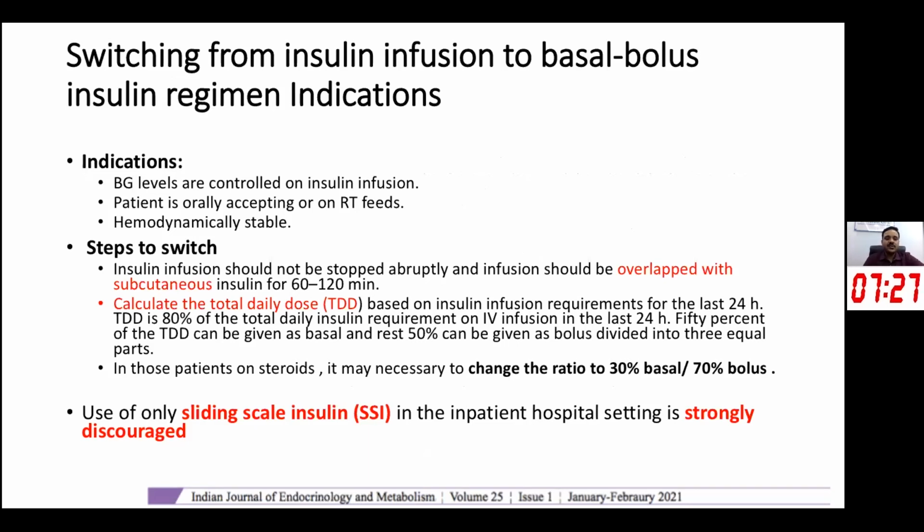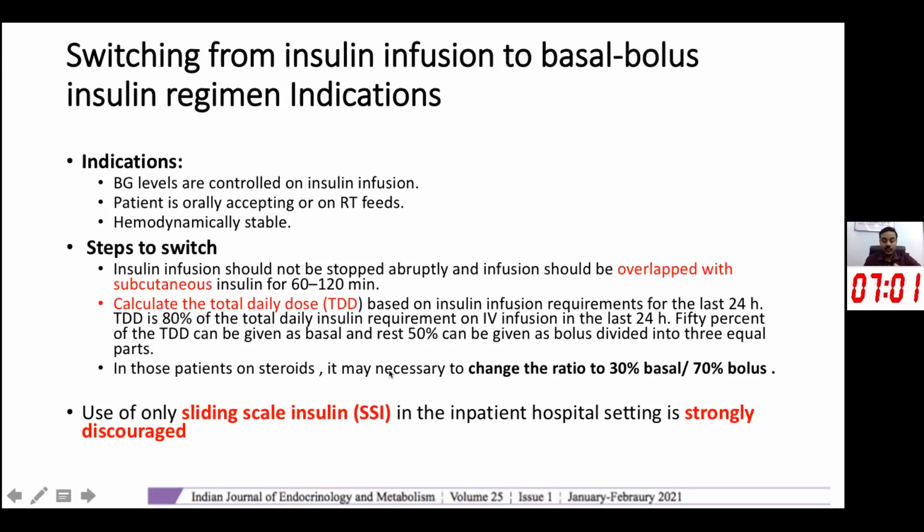And insulin infusion should not be stopped abruptly, and there should be overlap of at least 1 hour with the subcutaneous insulin. We can calculate the total daily dose based on the insulin infusion requirement in the last 24 hours. And we can extrapolate the last 4 hours, when the blood glucose is stable and the infusion is stable, to the 24 hours.